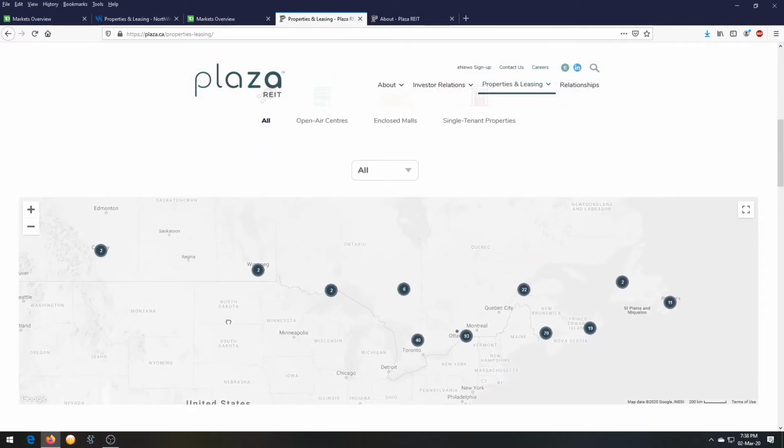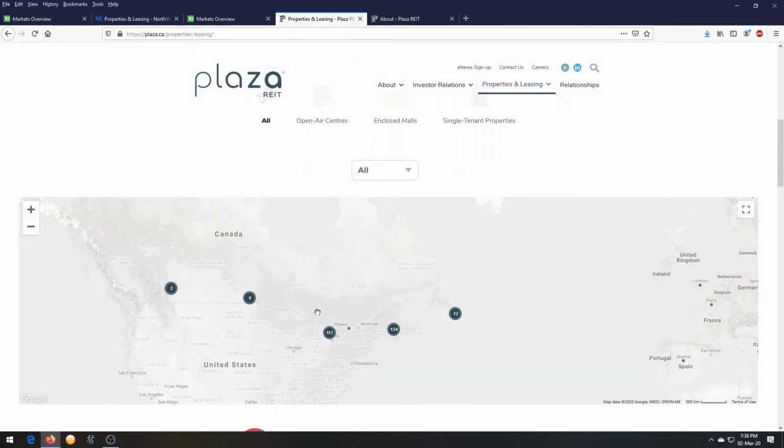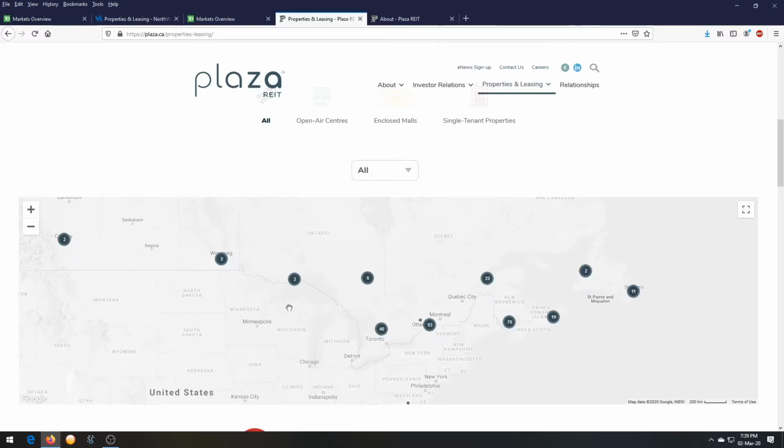And if we scroll down, we can see exactly where all their properties are on the map, and they're pretty much all over Canada. So there you have it, guys. That's just two examples of two REITs that I own.